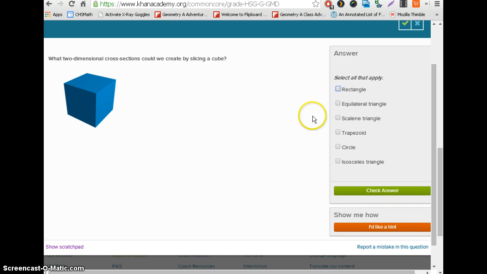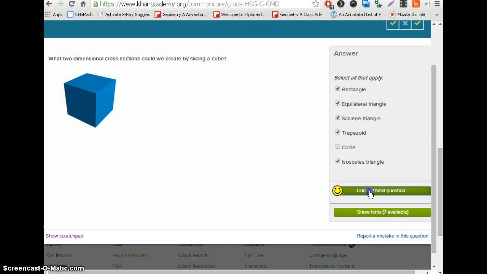I have a rectangle. I know I can get a rectangle. I could get a triangle, right, if I cut it at a corner. And that's an equilateral triangle. I could cut it such that I do believe I could get a scalene triangle too. We just found out I could get a trapezoid. I'm not going to get a circle, but I think I can get an isosceles triangle. So I should be good there. We'll check our answer. Good.